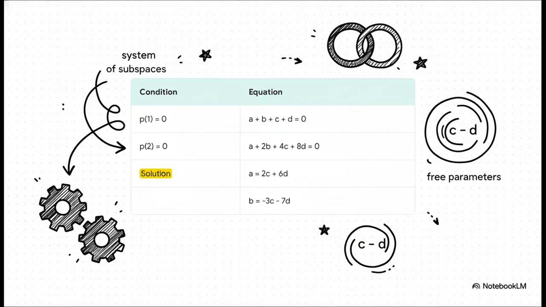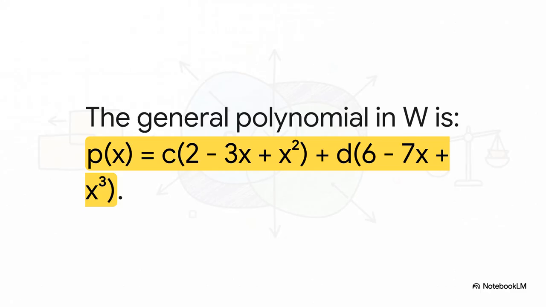Okay, so applying those two conditions, p of 1 equals 0 and p of 2 equals 0, gives us this system. And when we solve it, look what happens. The coefficients a and b totally depend on whatever c and d happen to be. That means c and d are our free parameters. They're the ones calling the shots here. So we plug those solutions for a and b back into our polynomial, do a little rearranging, and boom. Look at this. Any polynomial you can possibly find in W is just some amount of that first polynomial plus some amount of that second one. It's all built from just these two.